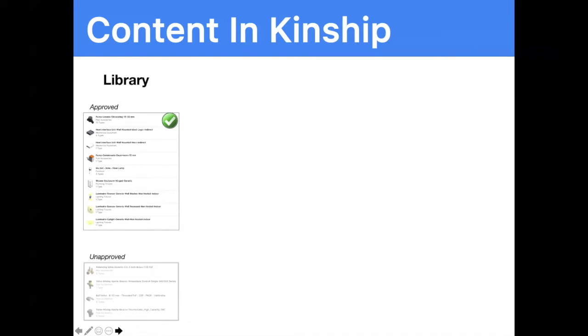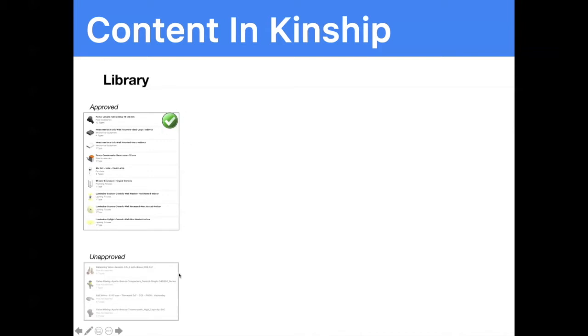So where is content stored within Kinship? Every site has one and only one library, which is created when the site is created. It's empty at first. And the library has the concept of unapproved and approved. Approved content is content that you, as an admin, would be expecting users to use generally throughout the organization. It's content that you've looked at and said, okay, this meets our standards and is something that people can use. And that's what this tick means.